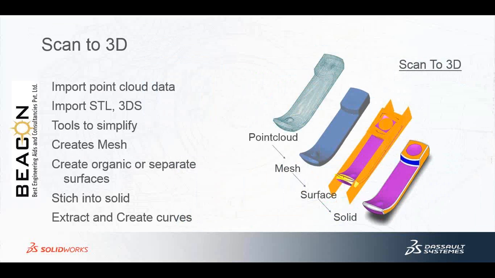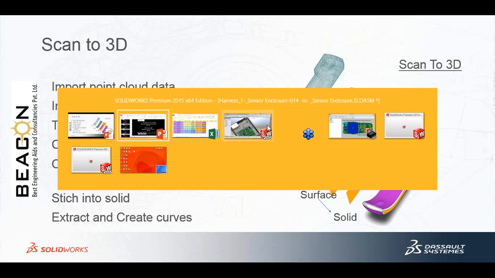There are four steps that have to be followed in this. First, you have to create a point cloud. You have to scan the complete model and create a point cloud, then you have to mesh it, then create a surface with the help of the surface wizard, and finally give a thickness to it and create a solid. We'll go and see how exactly it works.